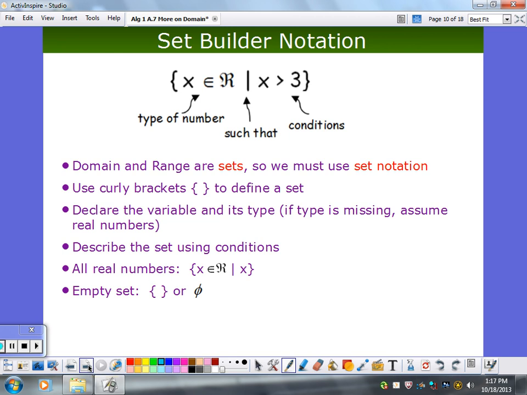Now, who was that? That was Katie, right? Don't you need the little set things? She's absolutely right. A domain and a range, their definition is that they're sets. And sets have to be inside the curly brackets.